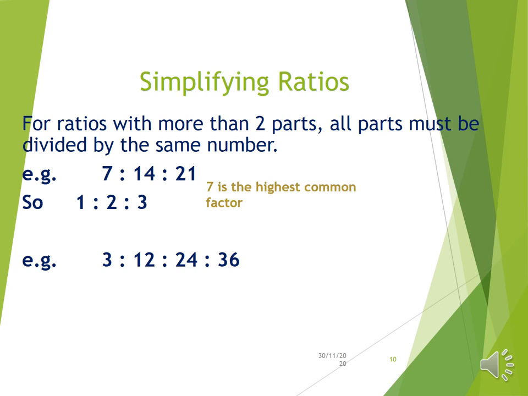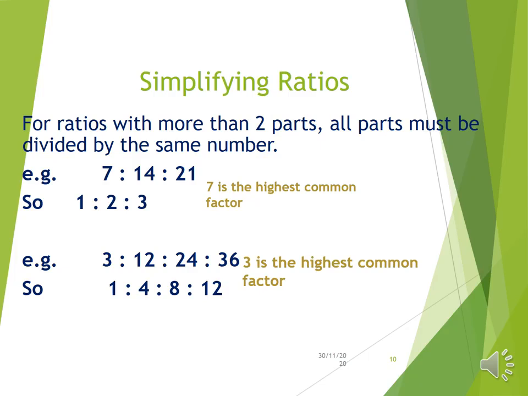Let's go to the second example and ask ourselves the same question. What is the highest common factor that will fit into all of them? And the highest common factor is 3. 3 is the highest common factor that will fit into all those numbers. And when we simplify it, how many 3s go into 3? 1. How many 3s go into 12? 4. How many 3s go into 24? 8. And how many 3s go into 36?